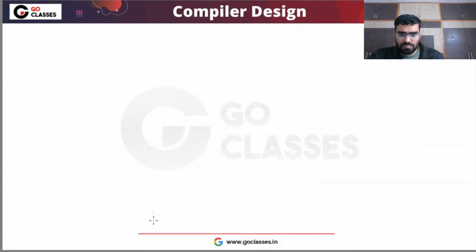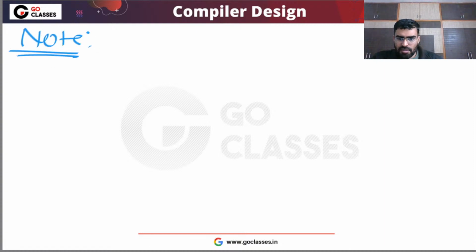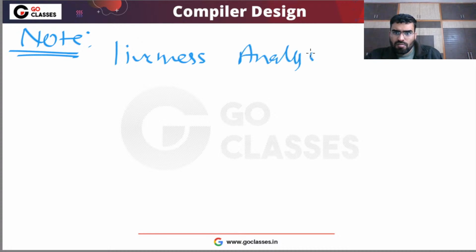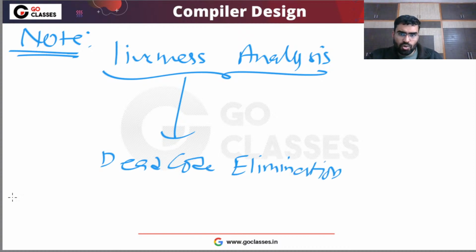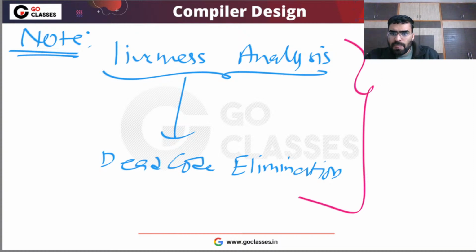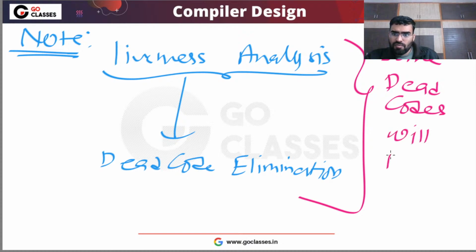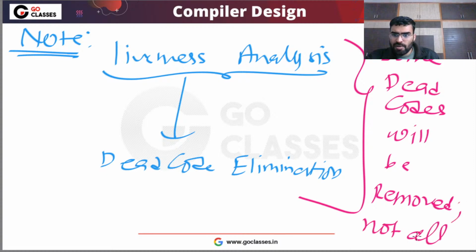Let me give you a note. I told you in the last class also. Do you remember? If you do liveness analysis first, then you do dead code elimination, can anyone tell me what will happen? If you do like this, some dead code will be removed, not all.